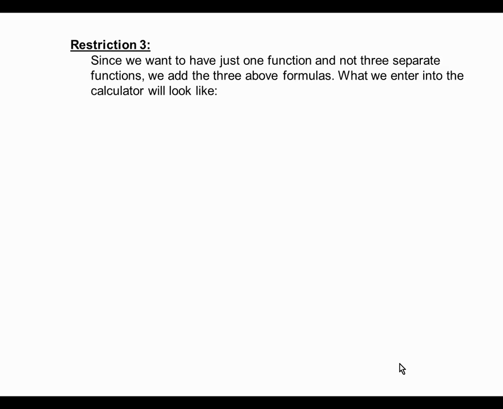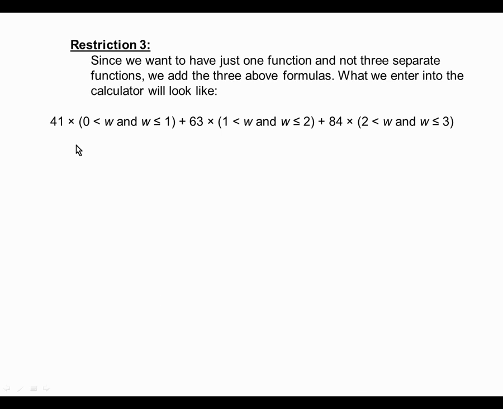Since we want to have just one function and not 3 separate functions, we add the 3 above formulas. Okay, so we're going to add up each one of those. Each one of the pieces gets added in the Y1. So we're going to enter into the calculator what's going to look like this: 41 times 0 less than W and W less than or equal to 1 plus 63 times 1 less than W and W less than or equal to 2 plus 84 times 2 less than W and W less than or equal to 3. Notice it's very long, and this is just to get our calculator to understand it.